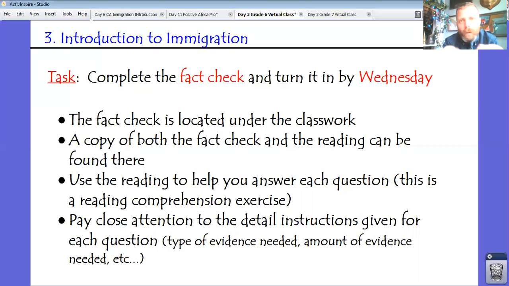Don't Google the answers, and don't do research. That's not what this is. This is a reading comprehension exercise to measure your comprehension of the reading that I just did. Pay close attention to the detailed instructions. Oh, look, a typo on my flip chart. That's weird. The detailed instructions given for each question, because sometimes it's going to say, hey, for your answer, make sure you use a statistic, or for your answer, make sure you use a direct quote. So make sure you're paying attention to that or you won't receive full credit.